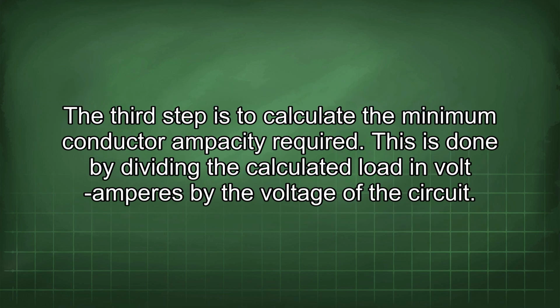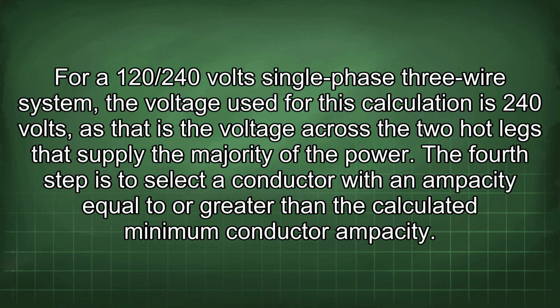The third step is to calculate the minimum conductor ampacity required. This is done by dividing the calculated load in volt-amperes by the voltage of the circuit. For a 120/240 volt single-phase 3-wire system, the voltage used for this calculation is 240 volts, as that is the voltage across the two hot legs that supply the majority of the power.